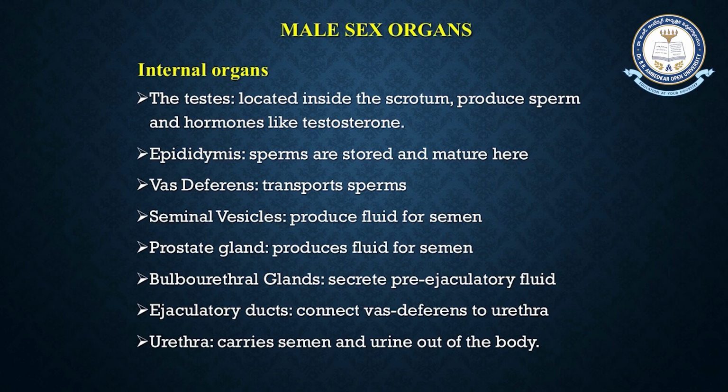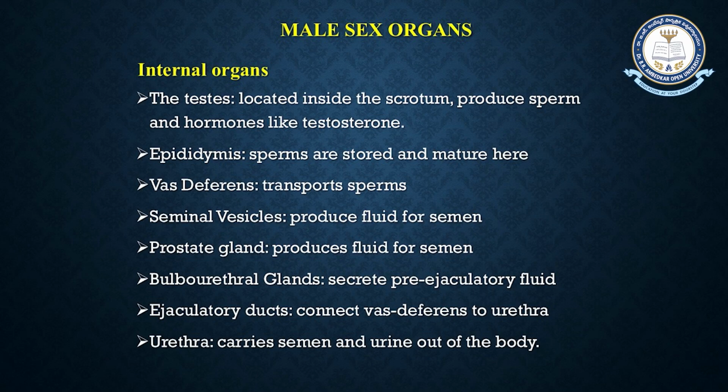Moving on to the internal organs in the male reproductive system. The internal organs are the testes, which are located inside the scrotum. They are responsible for production of the sperm and hormones like testosterone. And moving on to the epididymis. Epididymis is a long coiled tube. Its function is basically storing the sperms, and the sperms mature here.